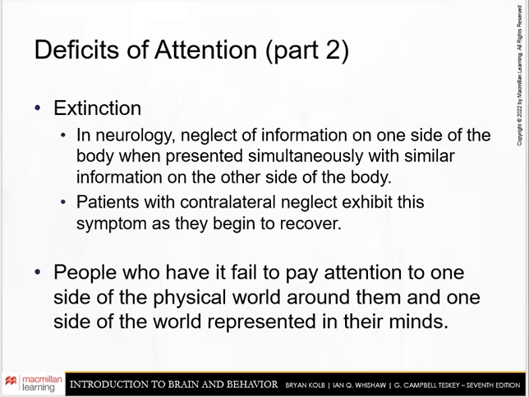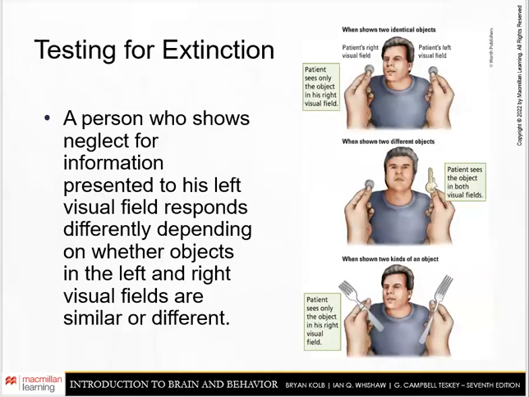There's also extinction. In neurology, it is the neglect of information on one side of the body when presented simultaneously with information on the other side of the body. So patients with contralateral neglect exhibit the symptom as they begin to recover. In people who have it, they again fail to pay attention to one side of the physical world around them and one side of the physical world represented in their minds.